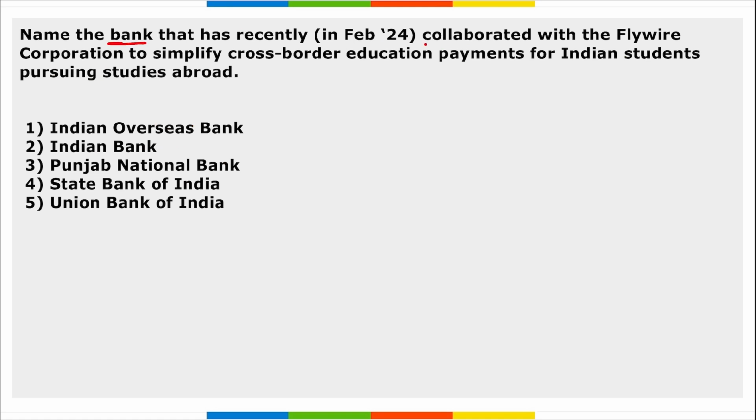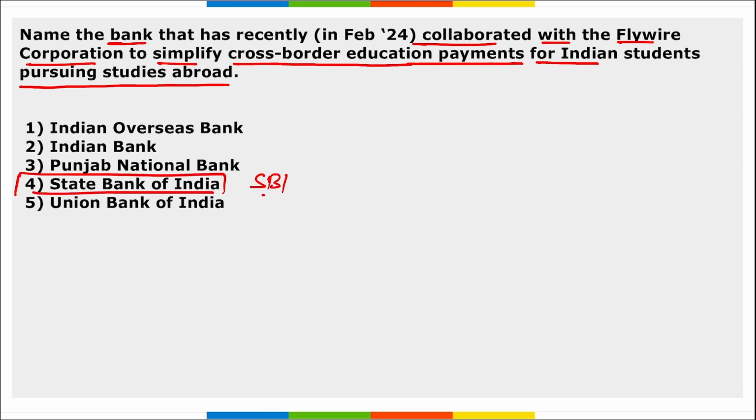Next, name the bank that has recently collaborated with the Flywire Corporation to simplify cross-border education payments for Indian students pursuing studies abroad. It is State Bank of India, SBI. Right? SBI has recently collaborated with Flywire Corporation to simplify cross-border education payments for Indian students pursuing studies abroad. The facility is available only to local currency account holders of the SBI in India.